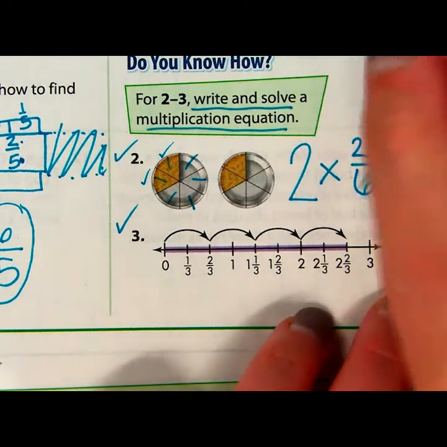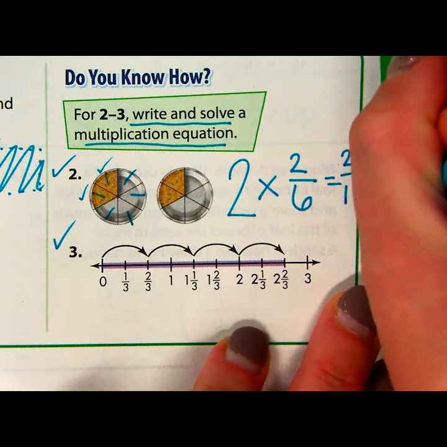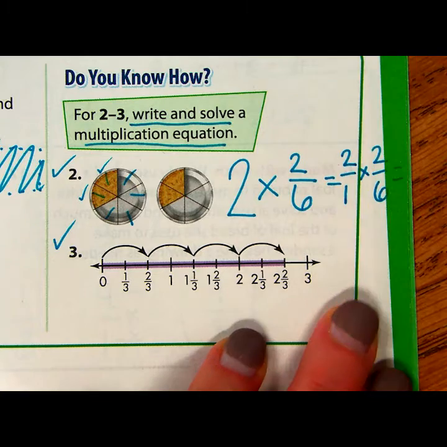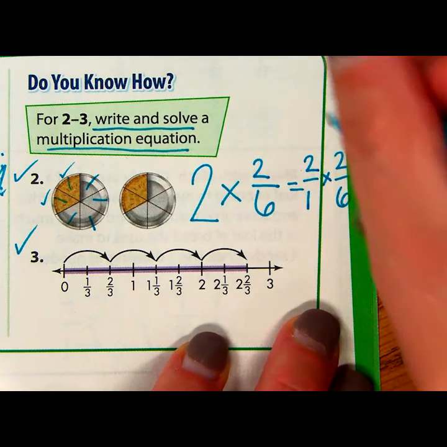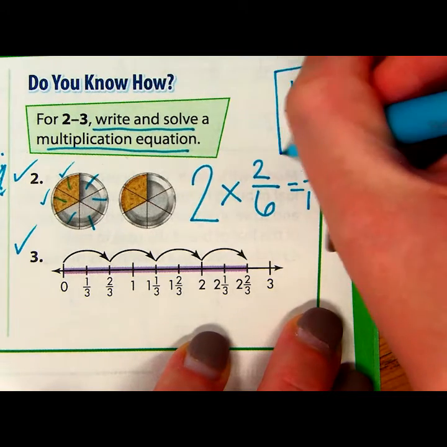So now I need to solve. That's the same as saying 2 over 1 times 2/6. 2 times 2 is 4. I'm going to write the answer up here. And 6 times 1 is 6. So I have a total of 4/6.